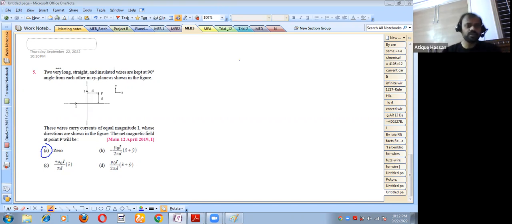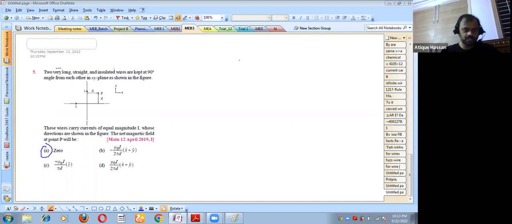So it says two very long straight and insulated wires are kept at 90-degree angle from each other in the XY plane as shown in the figure. The wires carry currents of equal magnitudes I, whose directions are shown in the figure. Then the net magnetic field at point P. So we have to find the net magnetic field at point P. These are two long current carrying wires.